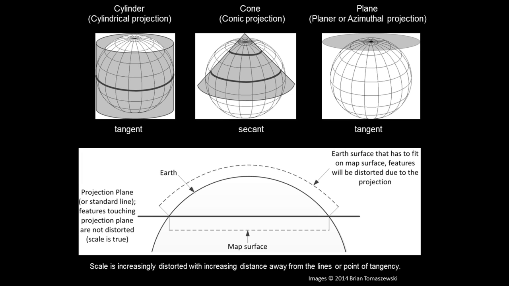For example, take a look at the left side of the bottom left figure. Note how there is a straight black line where the projection plane or standard line is in contact with the Earth's surface. Contrast this to the dotted line above the projection plane and map surface. This will show distorted features as the map surface is farther away from the projection plane and points of contact with the globe model.